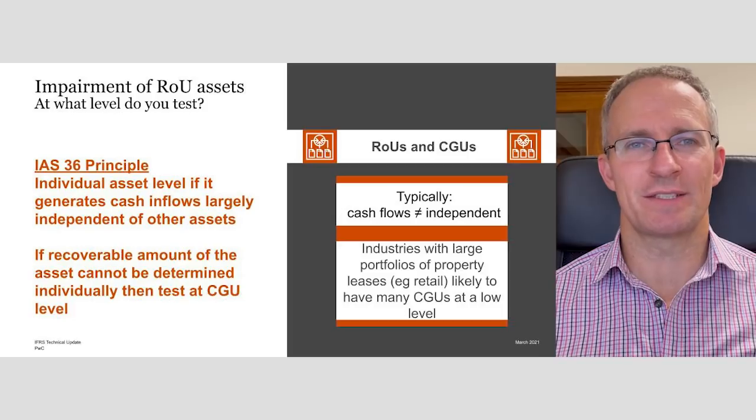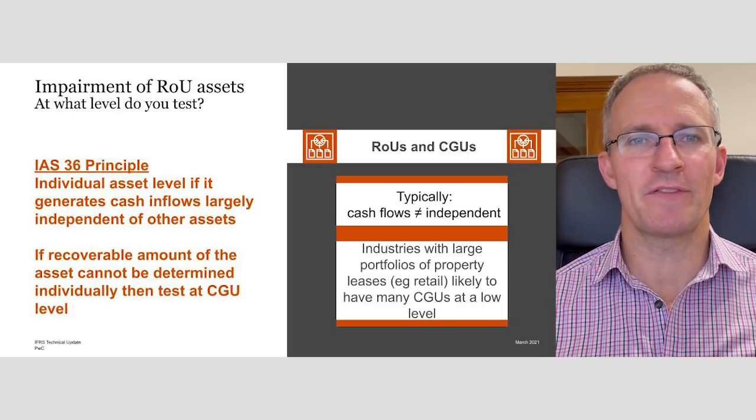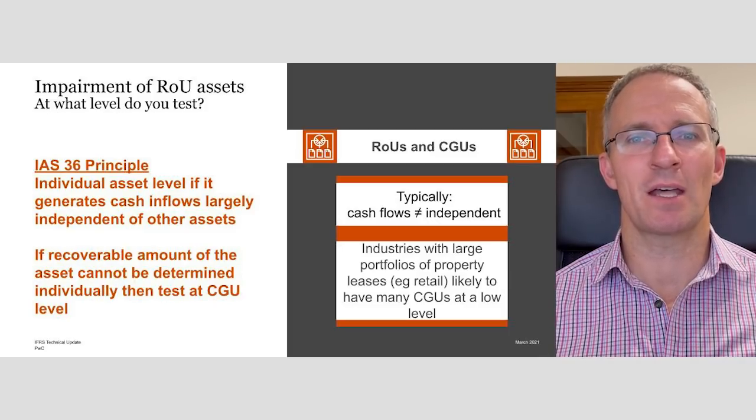At what level do you test? Impairment should be assessed at the individual asset level if the asset generates cash inflows that are largely independent from those of other assets. To be honest, it is unlikely that a single leased asset will generate independent cash flows, which means the asset will need to be tested as part of a larger cash generating unit.